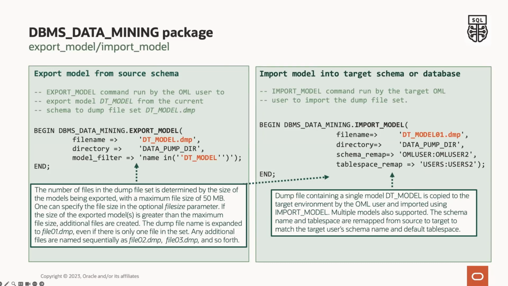export. And now if we point our attention to the right, the model dump file is saved to the data pump directory in the target environment by the target user, OML user2, and then imported. The schema and table space are remapped to match the target user's environment. So both export model and import model have a model filter parameter to specify individual or multiple models. And if you do not specify a value for model filter, all models in the schema are then exported.